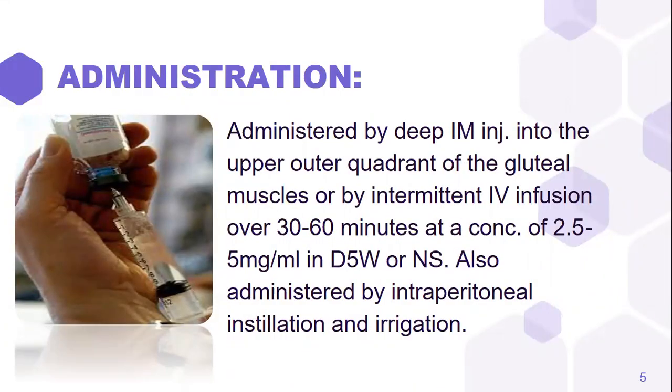Administration. It is administered by deep IM injections into the upper outer quadrant of the gluteal muscles or by IV infusions over 30 to 60 minutes at a concentration of 2.5 to 5 milligram per ml. It is also administered by intraperitoneal instillation and irrigation in some cases.